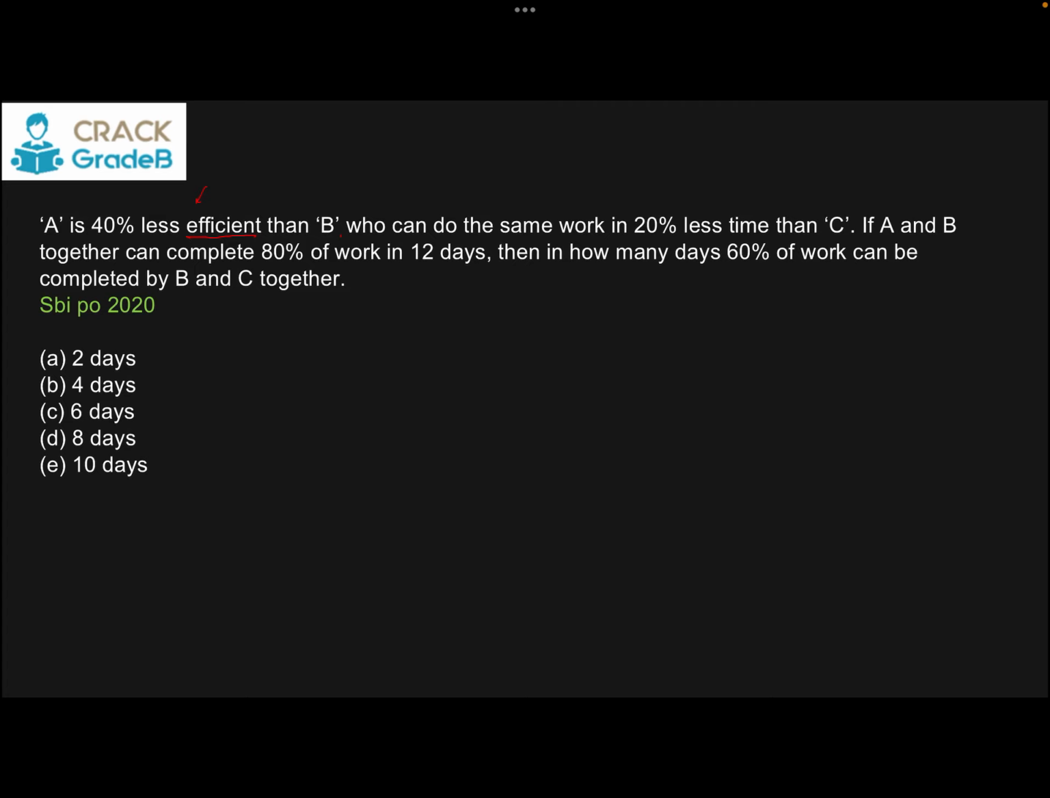But the next part is, B can do the same work in 20% less time than C. So first we have to form the relation between time and efficiency. See friends, if a person is taking more time to do a work, that means his efficiency is less. So there is an inverse proportion between time and efficiency. What do you mean by inverse proportion? Inverse proportion means the time of the first person upon the time taken by the second person should be equal to the efficiency of the second person upon the efficiency of the first person. This type of relation we call the inverse proportion.